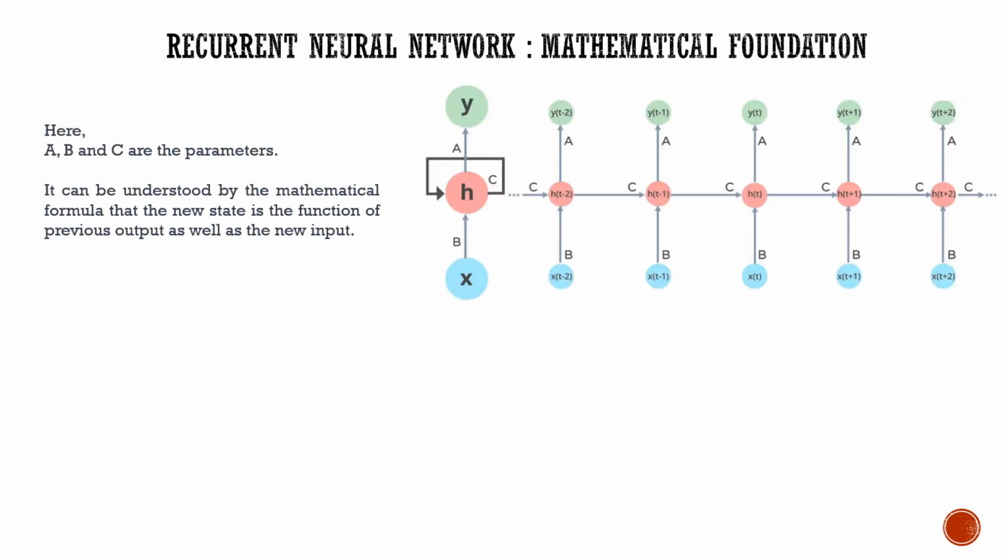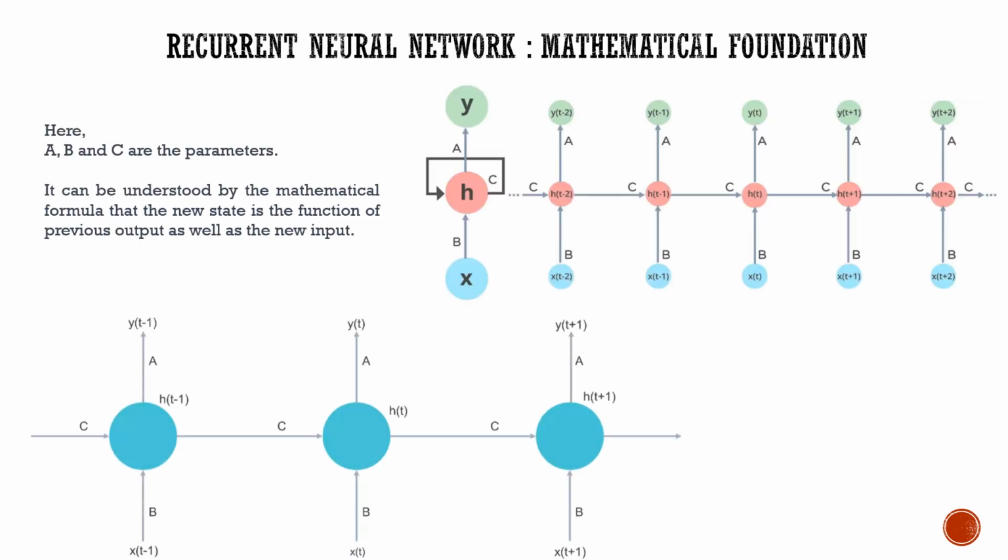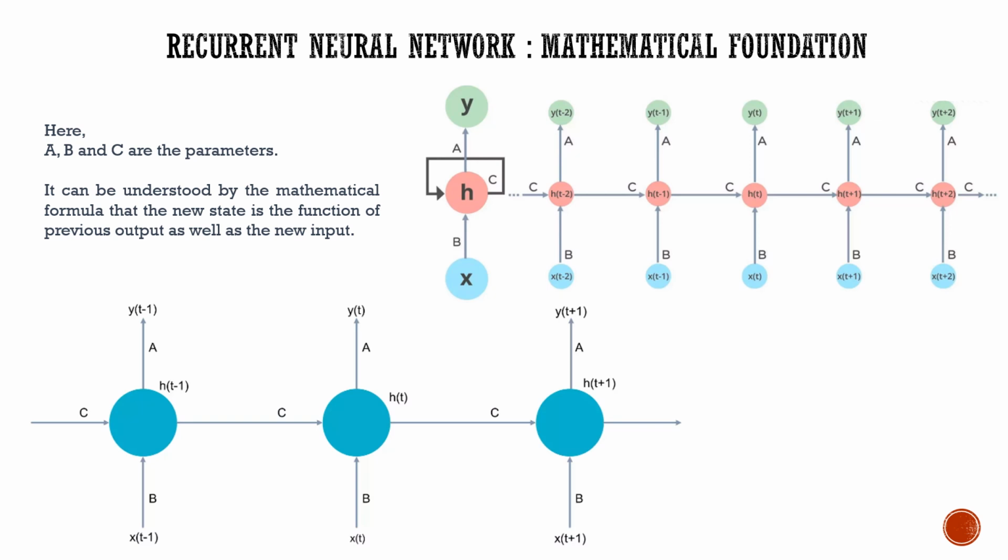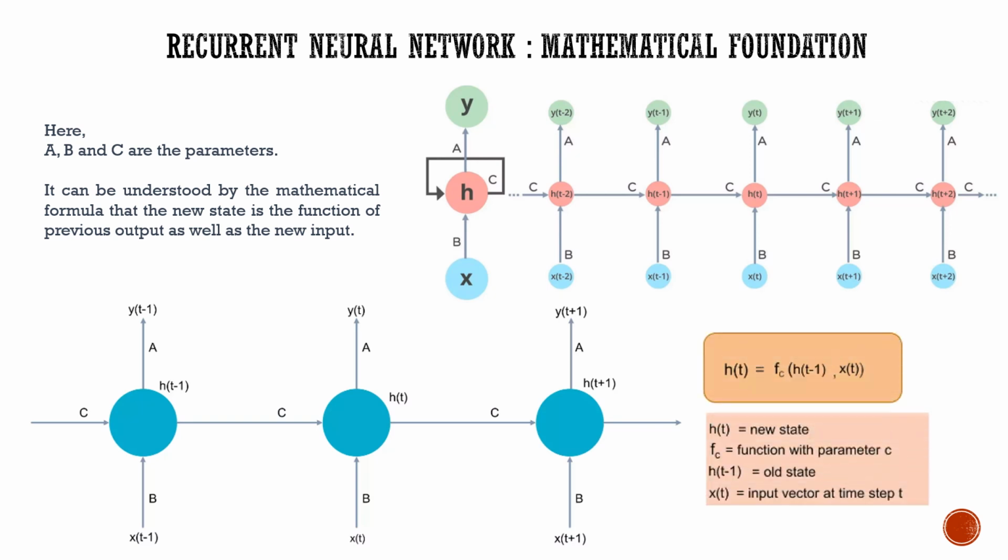To understand the mathematical foundation of an RNN, you can look at the network presented in the slide, where X is the input layer, H is the hidden layer, and Y is the output layer, whereas A, B, C are the parameters associated with these node layers. We can understand from the expansion shown that our new state is a function of the previous state as well as the new input, and a clearer understanding can be seen through the mathematical formula presented on the right hand side below.